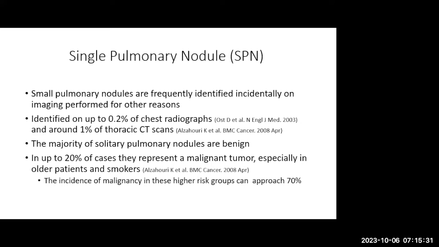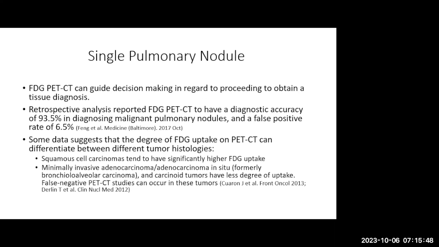In that high-risk group, the risk of malignancy could approach 70%. So that is significant, and that's why these single pulmonary nodules in high-risk patients are frequently followed. FDG PET-CT could be very useful in the decision making with respect to proceeding to obtain a biopsy or not.